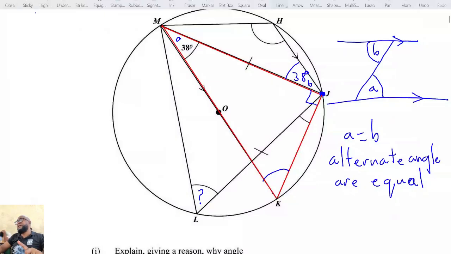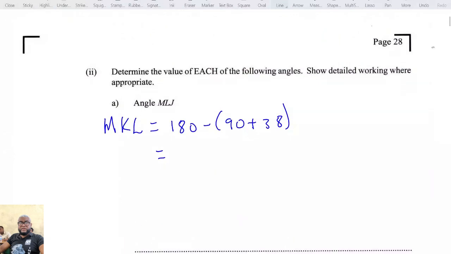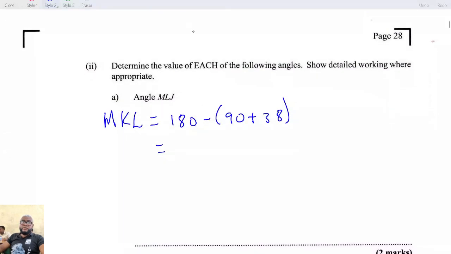Here's 90. Here's 38. We could find the next one because the angles in a triangle add up to 180 degrees, right? Talk to me. We have to do more. We're getting there. What's the answer? Give me the final answer. 52? Somebody second that.